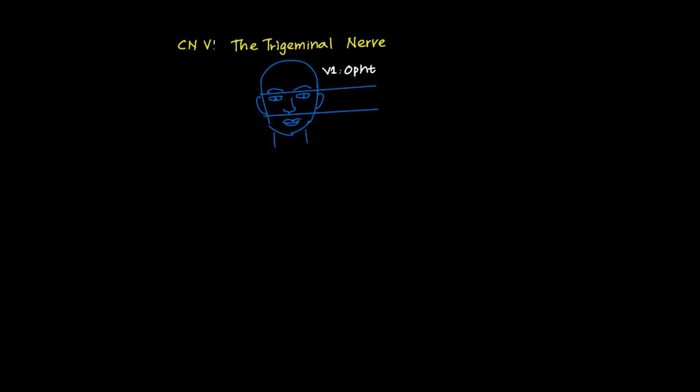Jaw clenching plus sensation from the forehead, cheek and chin, all handled by one nerve, that's CN5, the trigeminal nerve. It's called trigeminal because it has 3 branches covering 3 zones of the face. Ophthalmic for the forehead, maxillary for the cheek, mandibular for the chin and jaw. The motor component of the mandibular branch drives the muscles of mastication.